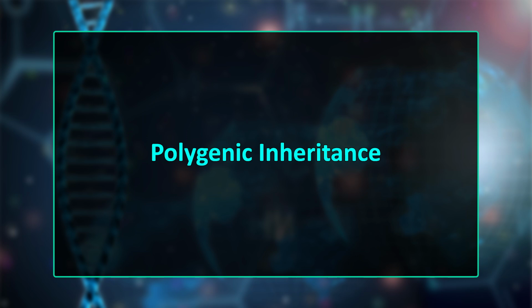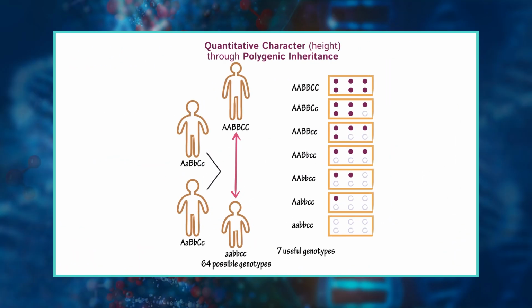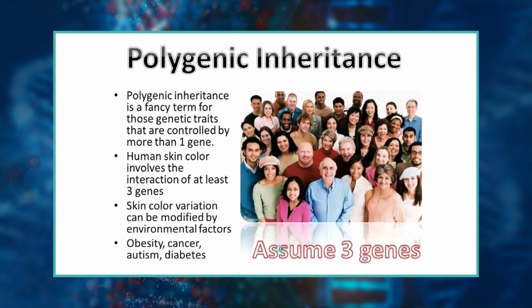Dear students, let's now discuss polygenic inheritance. There are a few traits that are controlled by many genes. For example, our height is controlled by more than 400 genes. Skin pigmentation is the result of several genes.